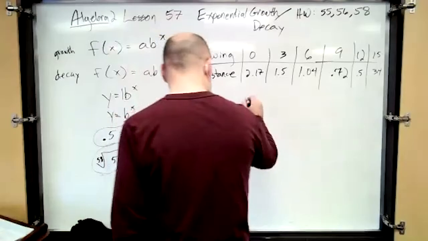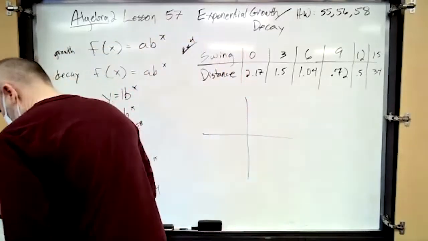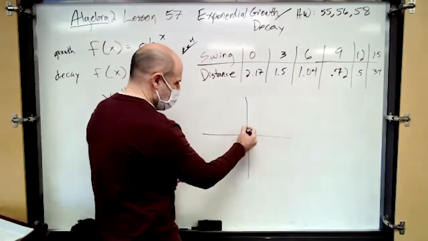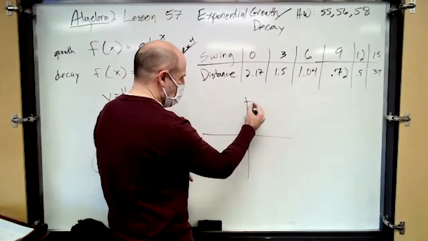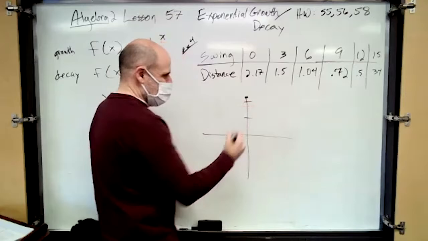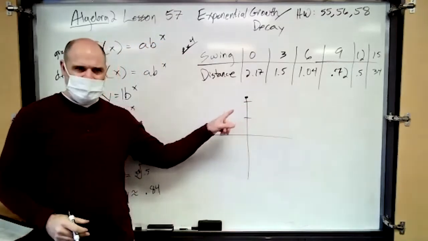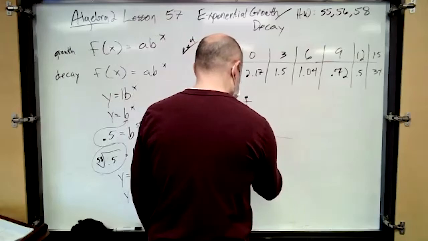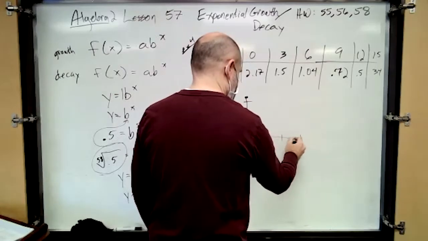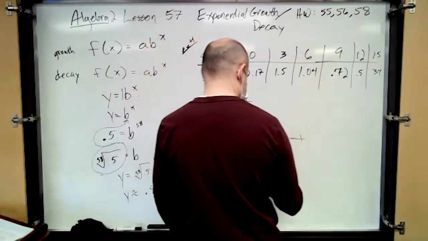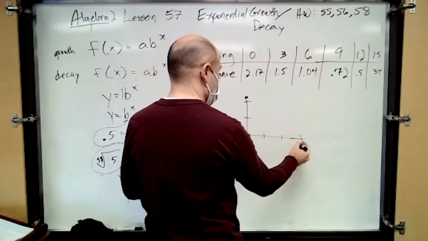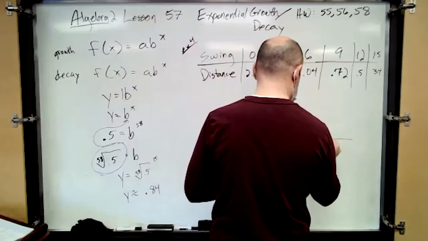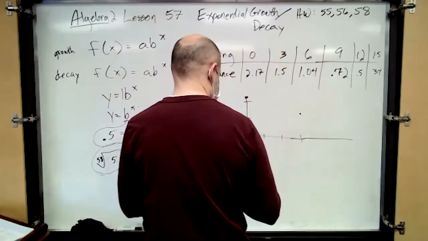So if I graph this, it would look like this. We've got a y-intercept, right? This is our swing. Our y-intercept is right here at 2.17, which is about right there. You guys feel okay about that? 2.17. So at 3 swings, I made this too big, but at 3 swings, it's going to be 1.5. So at 6 swings, I'm going to redo it. I'm sorry.